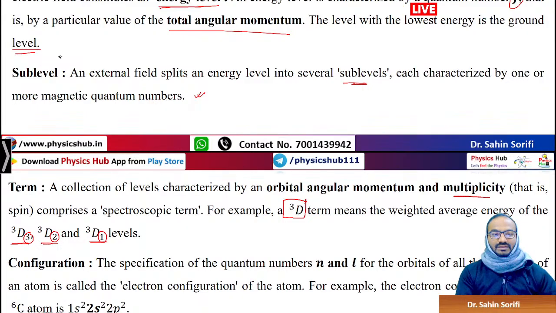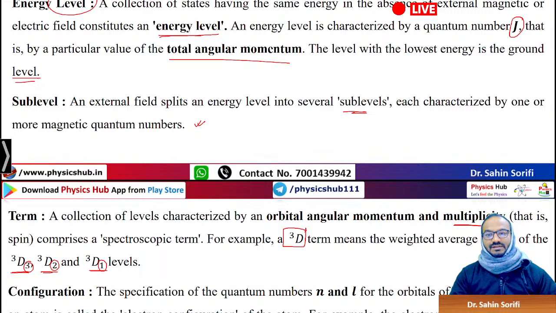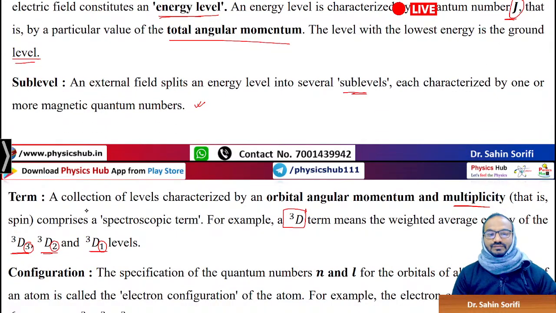So we define a level by specifying its J value. The term is a collection of these levels. We have multiple J values here. So we specify it by specifying the orbital angular momentum. There it is, let's say D. D means L equals 2. S, P, D: 0, 1, 2. And multiplicity. The term here is called the multiplicity.